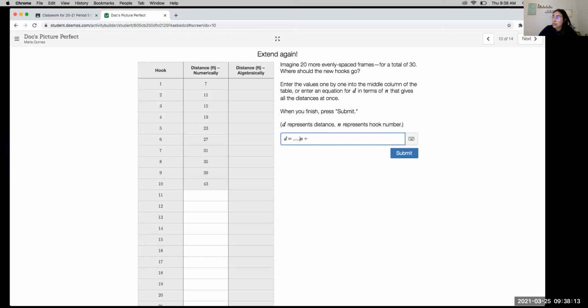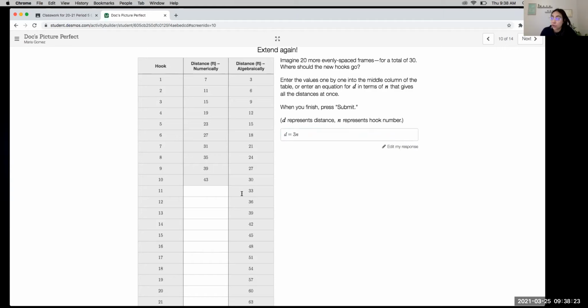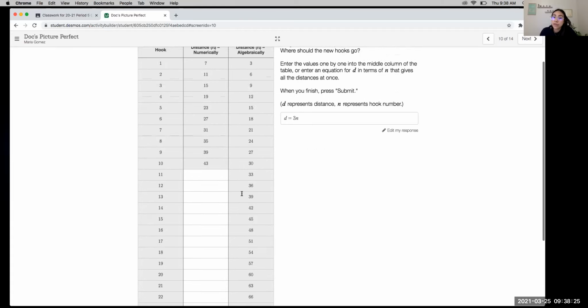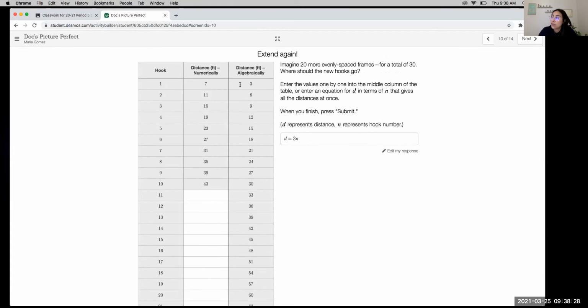I saw somebody saying, well, okay, I might not be ready to write a full equation, but I could just try something like, I don't know, 3n. If I click submit, it actually fills in the values for you. And you would know if you have the right equation if your values start to match here. So look, when I did 3n, I get a distance of 3 here, but the actual distance should have been 7 feet for that first hook. So keep that in mind.